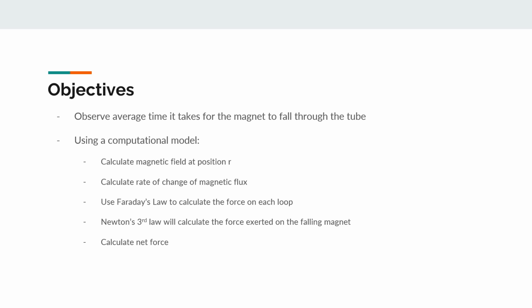The objectives for the experiment itself were to observe the average time it took for the magnet to fall through the tube, and using the computational model to calculate the magnetic field at position R, to calculate the rate of change of the magnetic flux, to use Faraday's law to calculate the force on each loop, to use Newton's third law to calculate the force exerted on the falling magnet, and to calculate the net force.